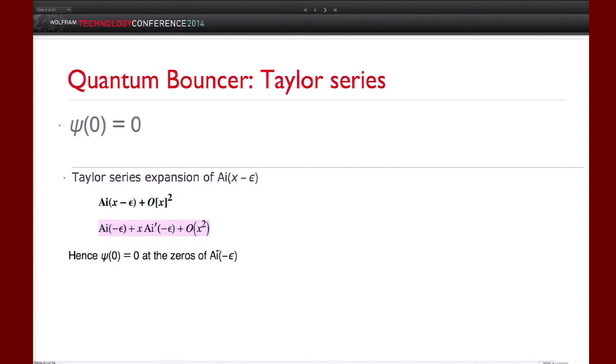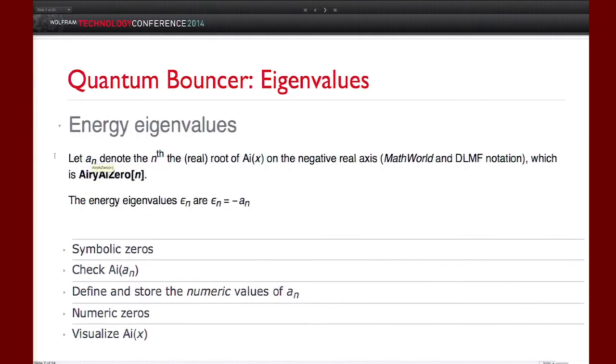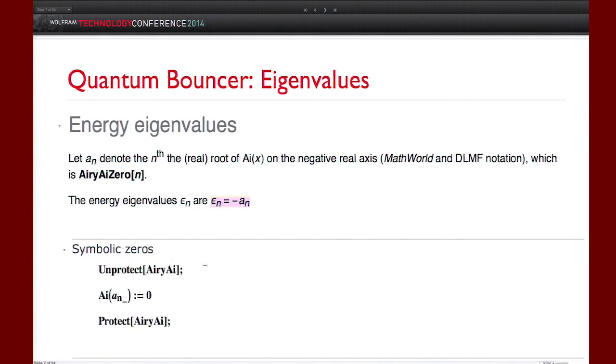So what we're interested in is the zeros of the Airy function. And the nice thing for us is that those zeros are built in. So we have the energy eigenvalues. En is the negative an, and an is the standard notation that is used for this thing. So a couple of things we can do.